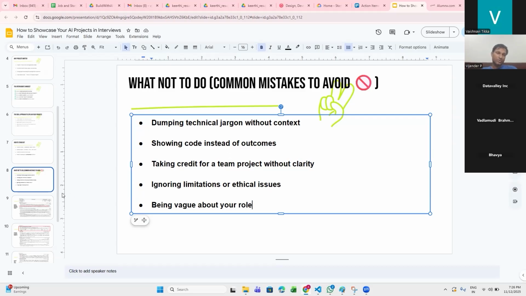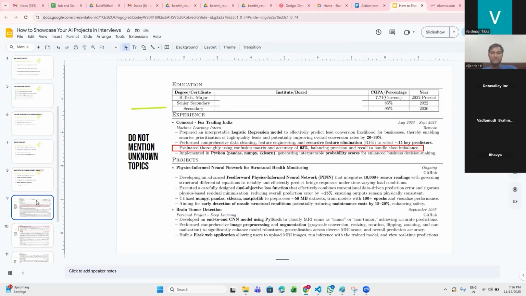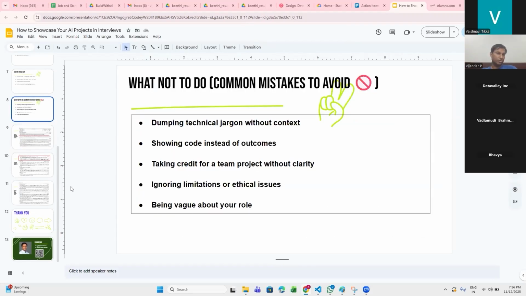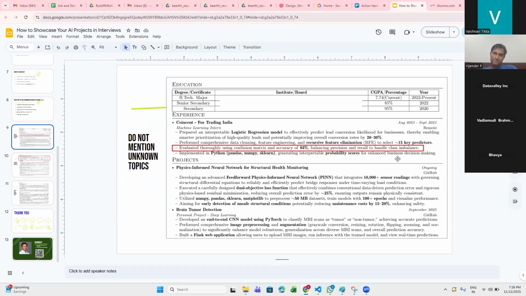Okay. Next, there are 3 points I wanted to share before we close. First, do not mention unknown topics. This is what I mentioned over here, dumping technical jargon without context. This person has mentioned, 93% balancing precision and recall to handle class imbalance. I asked the candidate how he is handling class imbalance. The candidate was not able to explain. I asked, do you know class imbalance? The candidate does not know class imbalance. So I said, why did you put it in your resume? No clue.